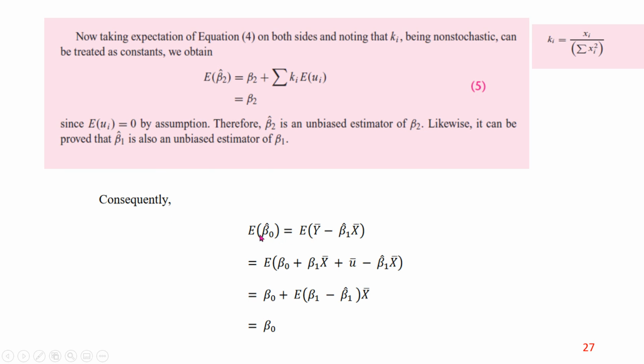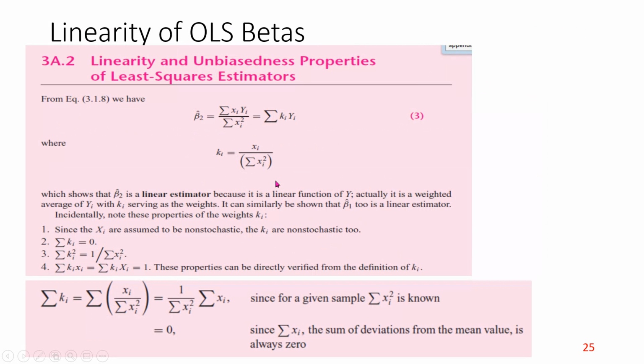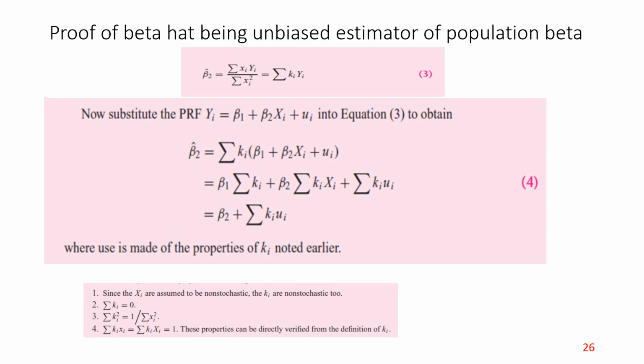Similarly, we can prove that the sample intercept is an unbiased estimator of the population intercept. So we know that the formula for the intercept is y bar minus beta 1 hat times x bar. I have just substituted the formula for the intercept, and then we apply the expectation. And what is y bar? You know the value from the population regression function. Let me show that once again here. So this is the population regression function.